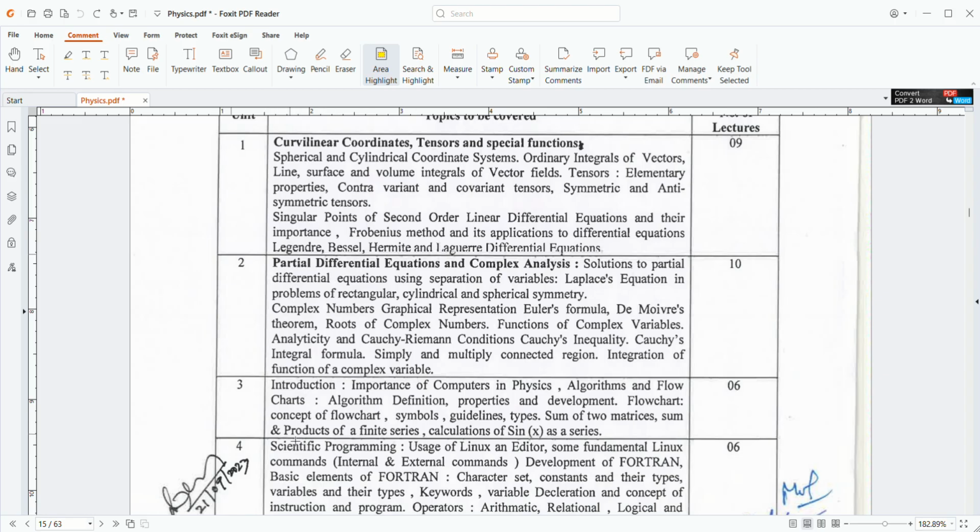This is unit 2, and unit 3 is this. Introduction, importance of the computer in physics, algorithm and flow chart, algorithm definition, properties and development, flow chart concept, symbols, guidelines, types, sum of a matrix, sum and product of a finite series, calculation of sin x as a series.